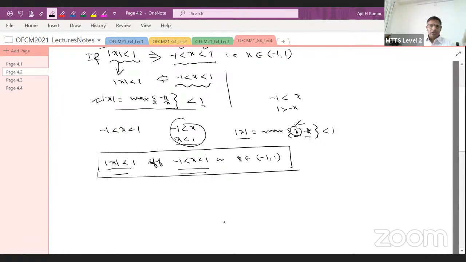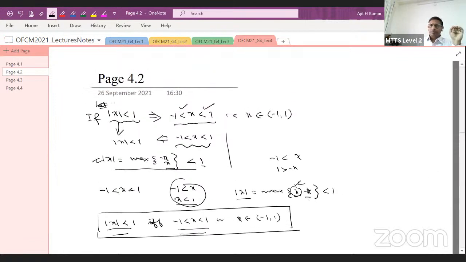Let me give you maybe 1 minute. Please go through the argument that we have done, and once you are able to complete the argument, both if mod x is less than 1 implies this, and the second, if this is given, that implies mod x is less than 1. Once you are able to complete both the statements, then you click on yes. Okay, let me clear all the responses. Take 1 minute.